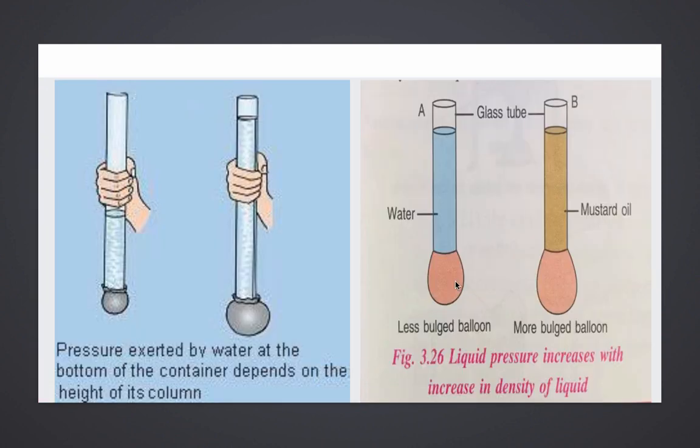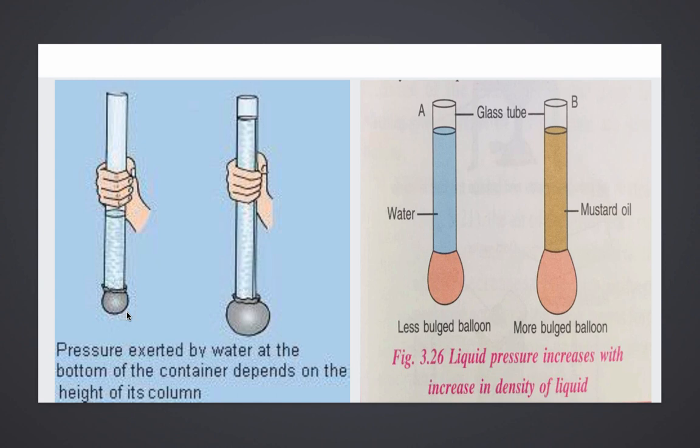See the next activity. Now here what we have is, we have two containers, same length, but observe very carefully the level of water filled in the two. Here it's less, second one it's more. So what happens? You can compare the two balloons. This one bulges out more. Why? Because the height of liquid filled in it is more.